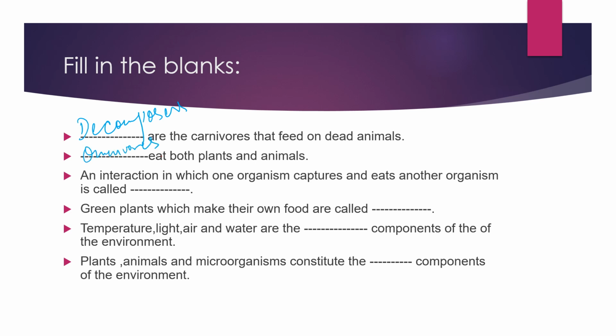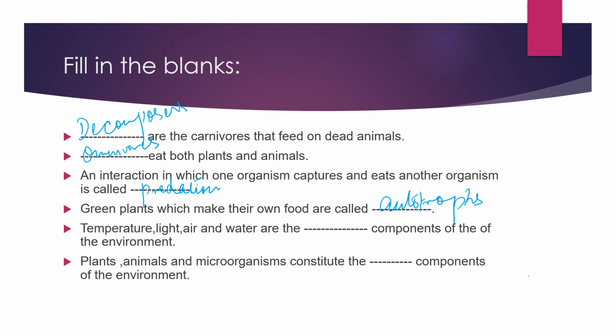Now next comes an interaction in which one organism captures and eats another organism. What is this process called? This process is called predation. And green plants which make their own food are called autotrophs. These are very easy questions.